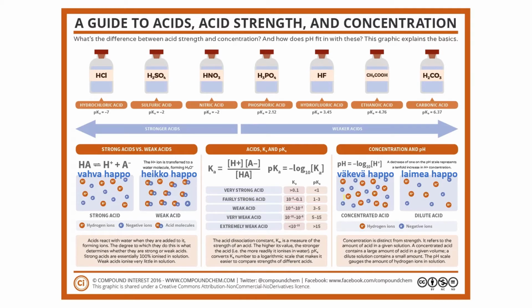The terms strong and weak acids, vahvat ja heikot hapot, are often confused with the terms concentrated and dilute acids, väkevät ja laimeat hapot. The concentration tells you about how much acid is dissolved in the solution. The strength of an acid, hapon vahvuus, is determined by the extent of the dissociation of the acid into its component ions. It is possible to make a concentrated solution of a weak acid. Väkevä liuos, heikkoa happoa. It is also possible to have a dilute solution of a strong acid. Laimea liuos, vahvaa happoa.